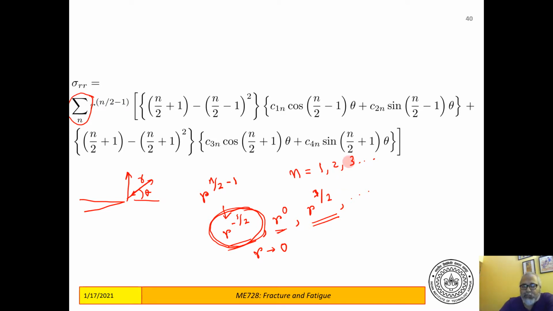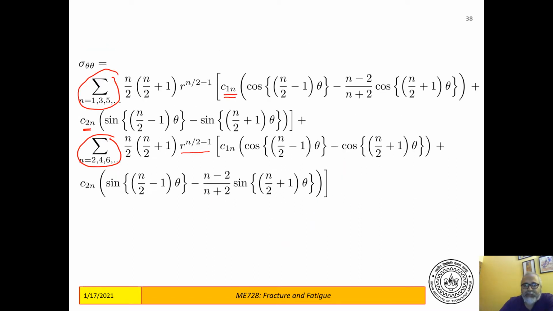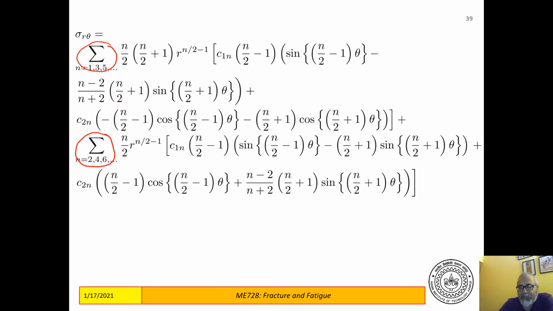Okay, so we can go back to the equation for sigma theta theta. We can take the term for n equal to 1 and drop all other terms, odd or even, because they are going to go to 0 as r tends to 0. So in the limit r tends to 0, all other even and odd terms except n equal to 1 can be dropped. Every stress component contains r to the power n by 2 minus 1, so this logic applies to every stress component in the plane problem.